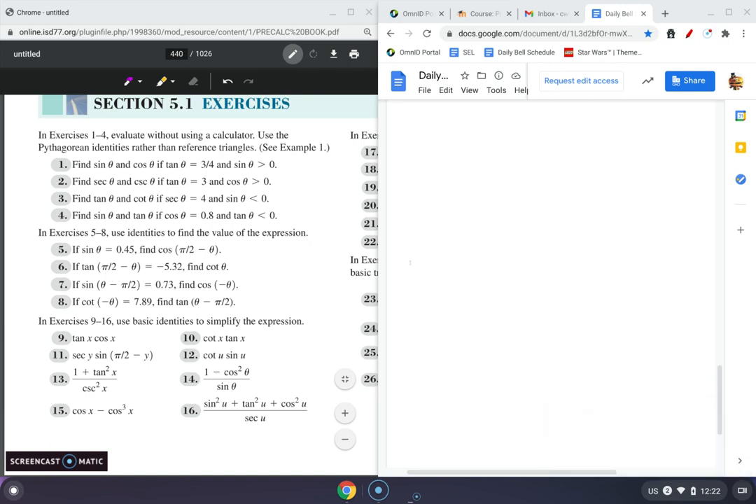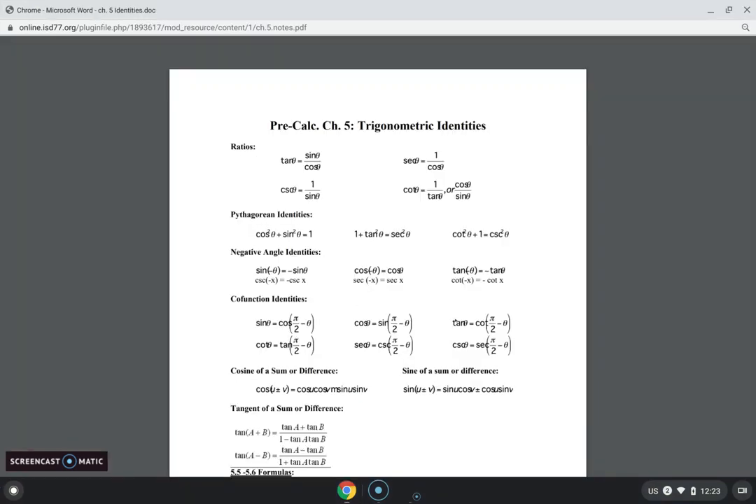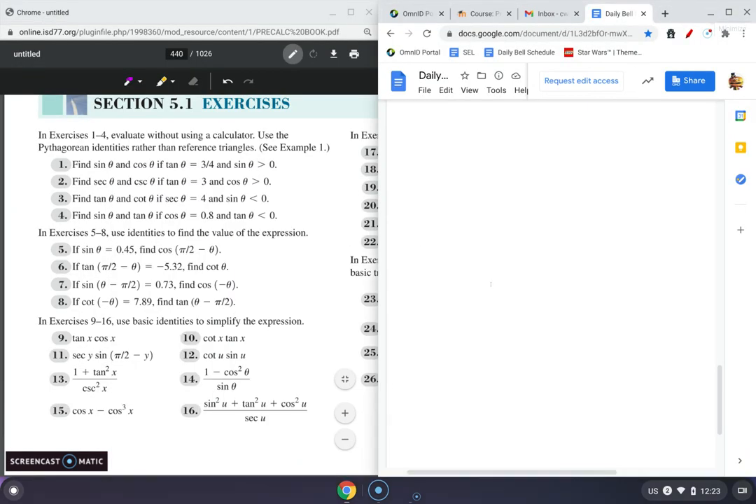All right, this is pre-calc lesson 5.1. We're going to start going through trig identities, and what Mr. Womack is going to do is go through a handful of problems on the assignment. So you'll notice at the top of chapter 5 is your trig identities. What we're going to basically do with these is use them to simplify these expressions. All right, so we'll start with number 9 here.